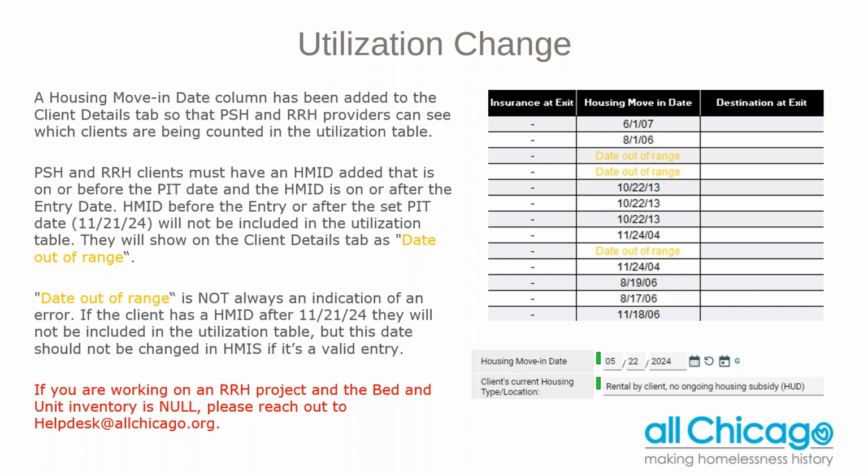If you look the client up, you'll be able to see the housing move-in date that's provided for this client, so you'll be able to see the reason why they weren't included. But when you see date out of range, it doesn't necessarily mean it's an error. But you might want to review it just to make sure that this client truly shouldn't be counted.